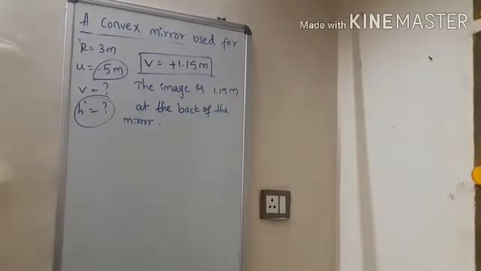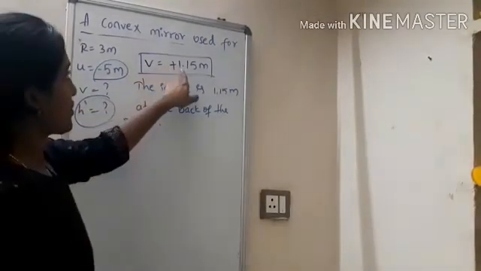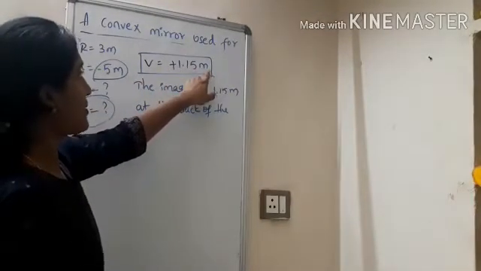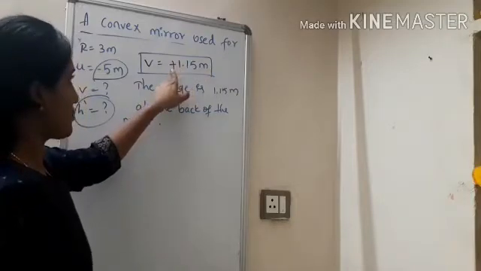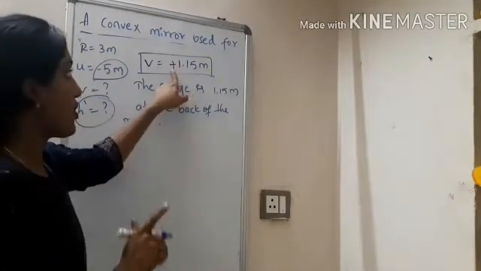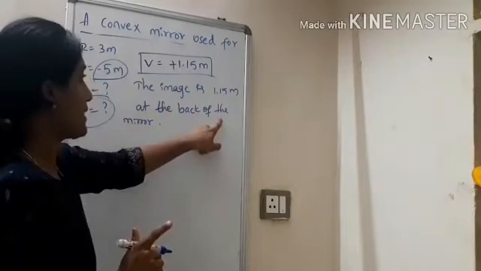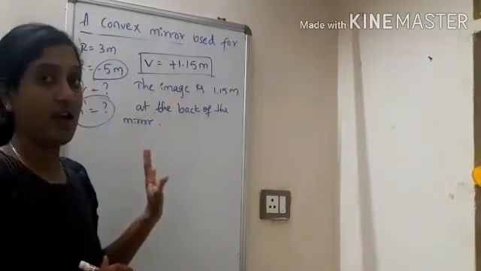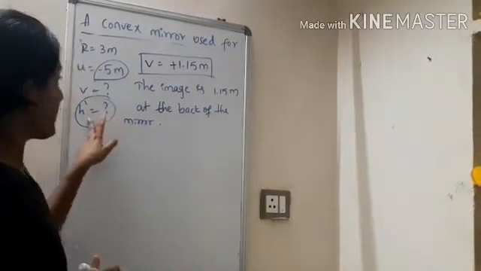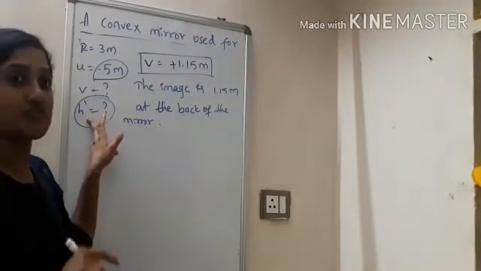So we got the image distance v equal to 1.15 meter. I take v as positive, which means the image is forming behind the mirror, on the back side of the mirror, so it will be positive. And now we have to find out the height of the image.